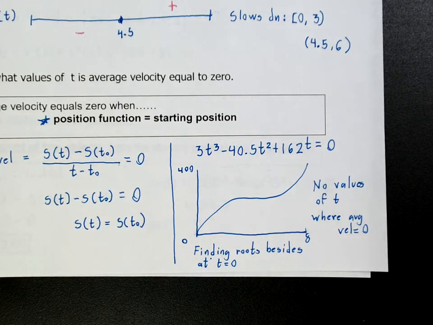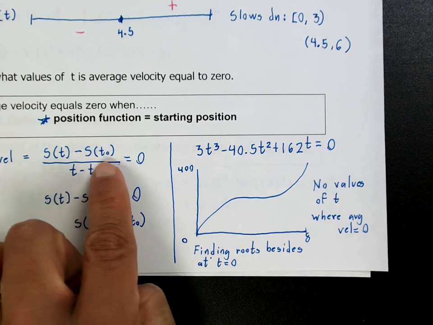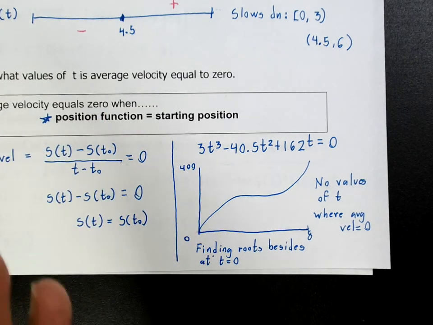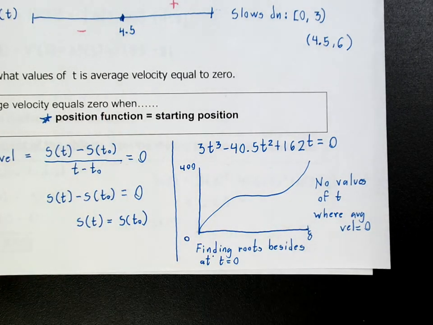Again, hopefully that makes sense to you. What I'm saying is that where the average velocity is 0 is where your final position and initial position are the same. Think about it: if the final and initial are the same, then the top of that fraction would be 0, which will give you 0. Again, this could be slightly confusing, that last part especially. If you've got any questions, make sure to let me know.